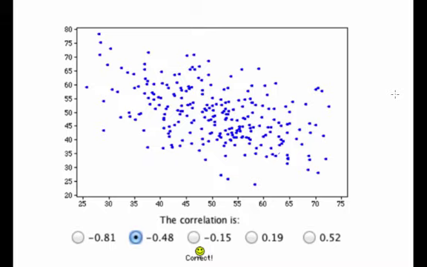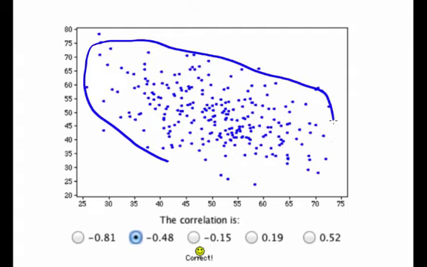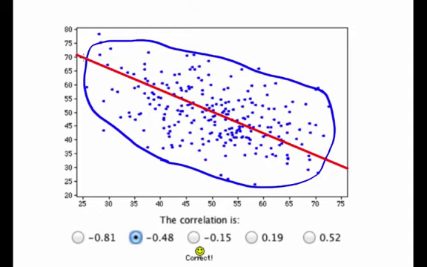Now consider this example. As I draw the envelope around it, and as I draw the regression line. This is a good example of a negative correlation because the line is going in a downward fashion from left to right. So as the values on the x-axis get bigger, the values on the y-axis get smaller. And the estimate of this correlation is negative 0.48.